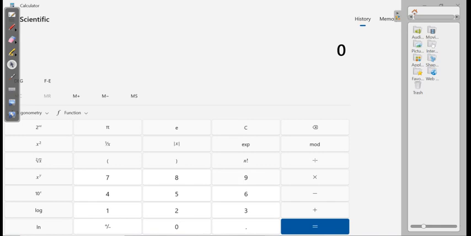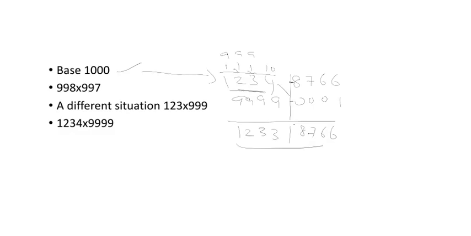1234 multiplied with 9, 4 nines, 12338766. In this way, we have obtained the methods which portray a faster way to calculate the product of two numbers using the base values.